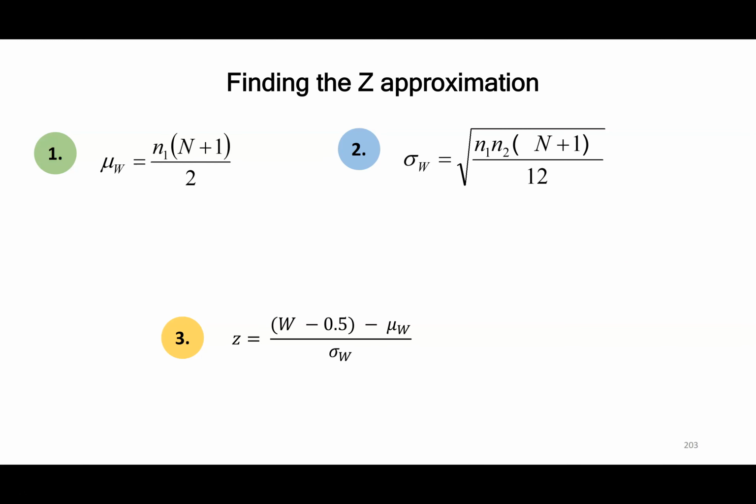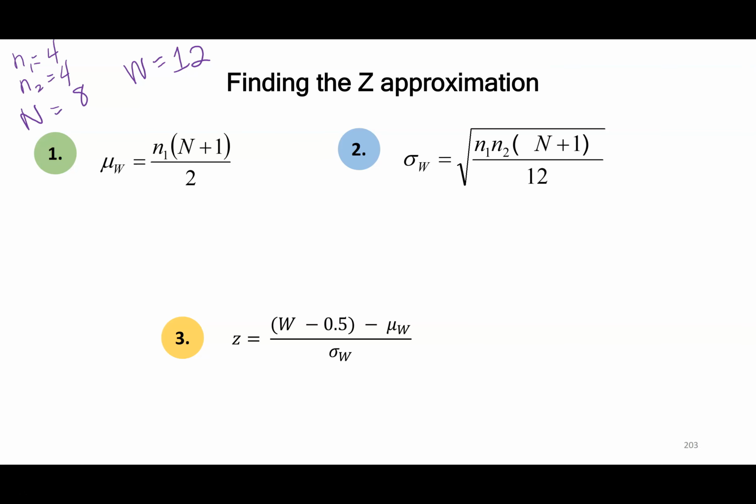So finding the z approximation. Noting here, it was really nice because n1 was equal to 4 and n2 is equal to 4. Those are both really small sample sizes. Capital N, that's 4 plus 4, so that's 8. That's the total sample size. I already have W was equal to 12. I have everything I need for all of these steps now.